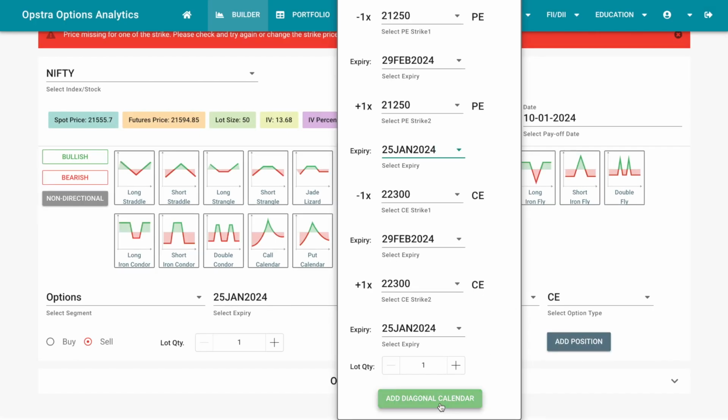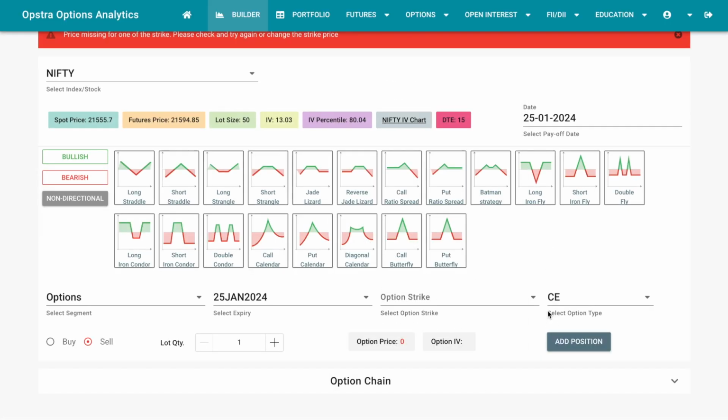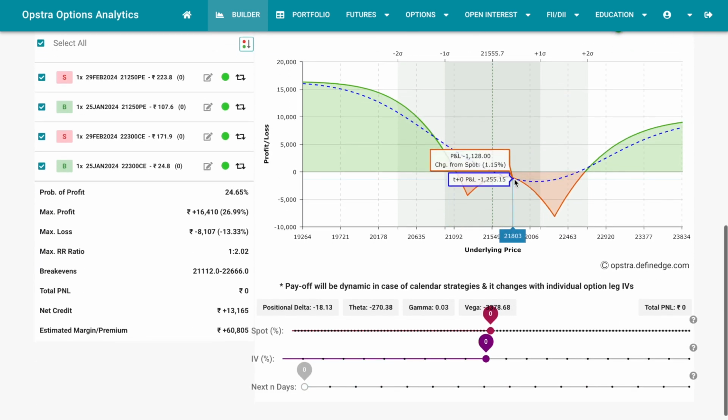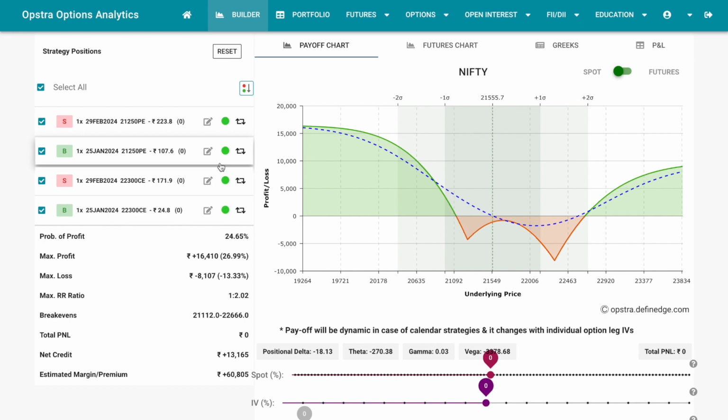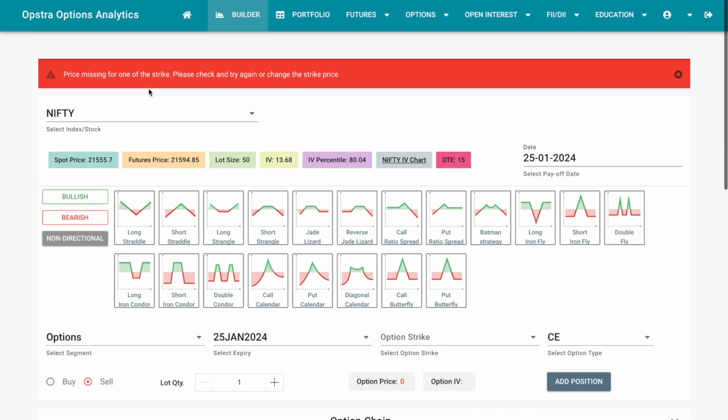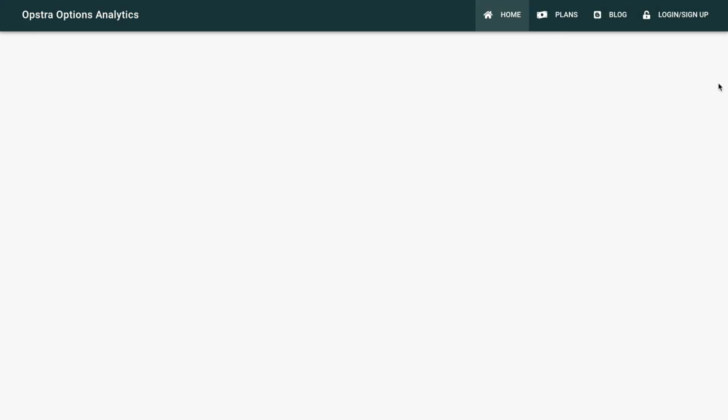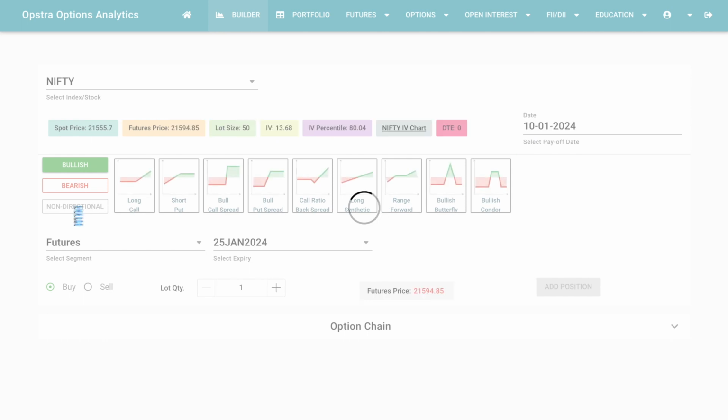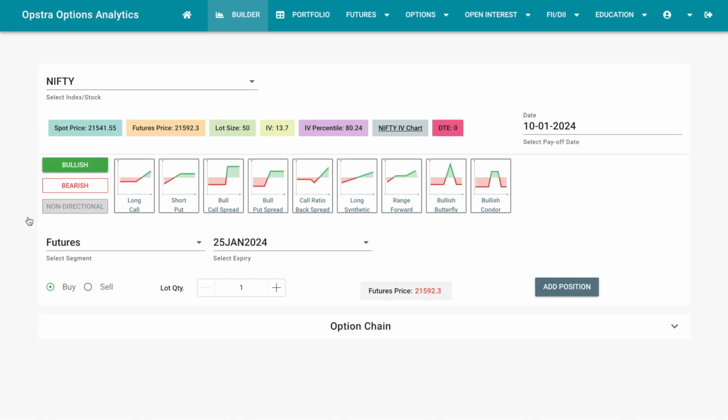Now the decay at the diagonal calendar, let's observe. Here you can see the strategy is completely reversed. Now what we'll basically have to do is plot the reverse. Let's check the non-directional again.